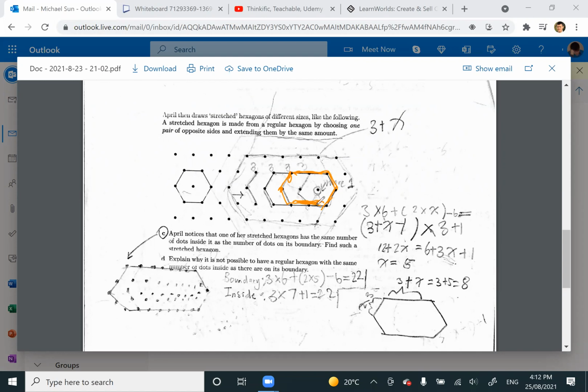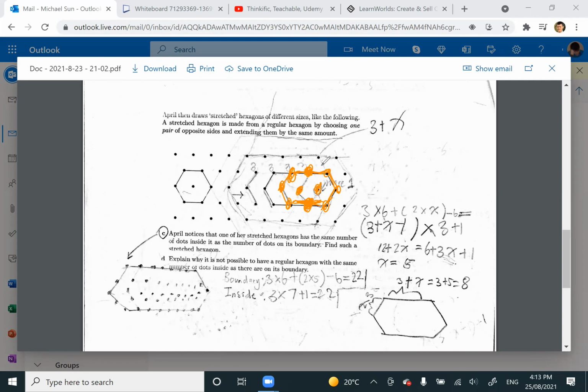So the dots on the boundary, it used to be 6, right? Now it's 8, see? Has these extra 2. It used to be 6, now it's 8, because you stretched it. And it used to be 1 inside, now it's 2 inside, yeah? But 2 is not equal to 8, right? So it's not what we're looking for, okay?